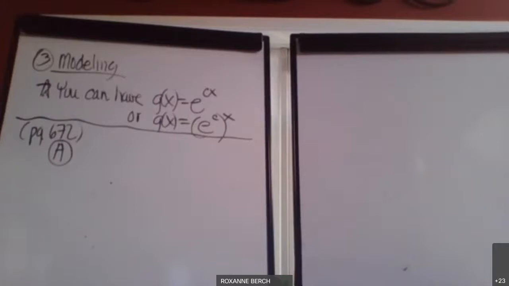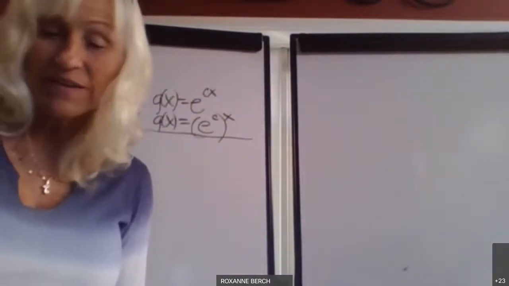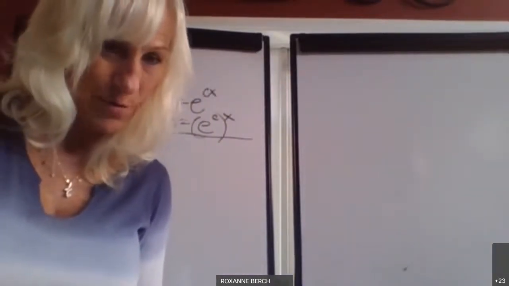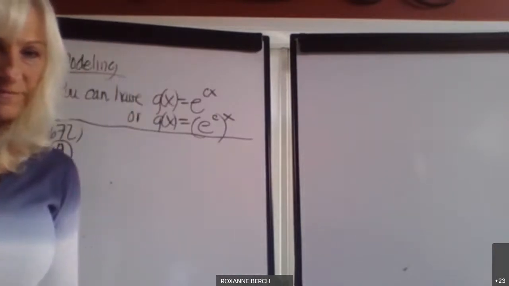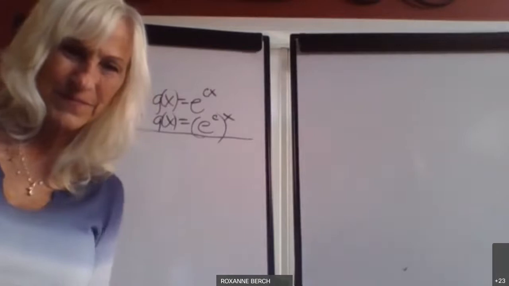Read with me, please. This is a stock market problem, and they're asking you to solve the problem using a graphing calculator, then determine the growth rate or the decay rate. We already know what that is. It's the R in the other formulas, right?